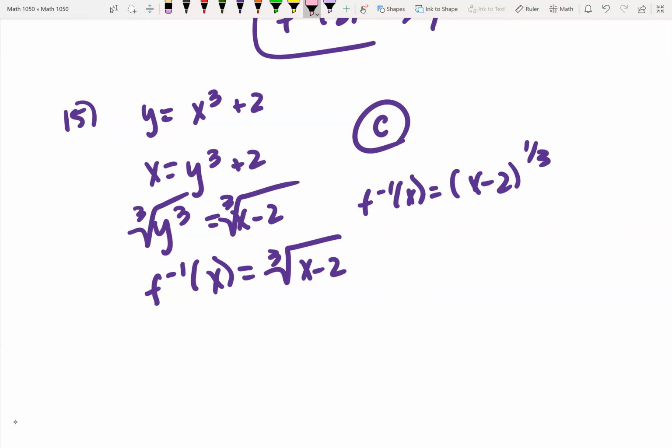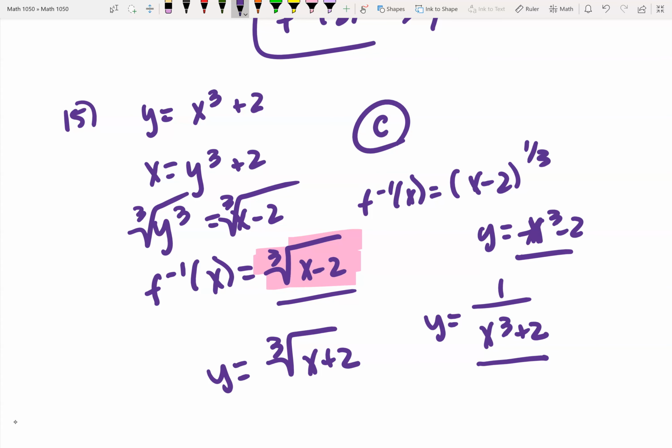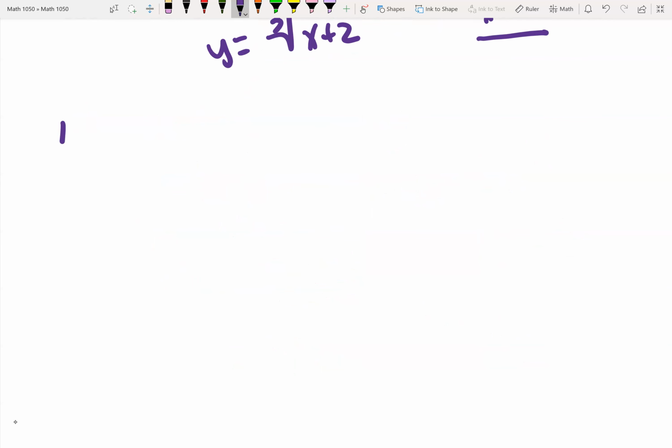So if you look at A, it says that the inverse is negative x to the third minus 2. Is that equivalent to that? No. B is 1 over x to the third plus 2. Is this equivalent to that? No. C I already wrote. And then D is the cube root of x plus 2, and that is not the same. So I went through and made sure there were not multiple correct answers. There are not. Okay? Okay, here's 16.